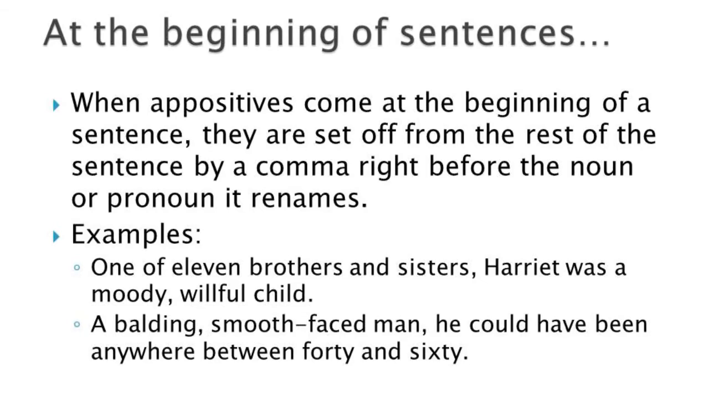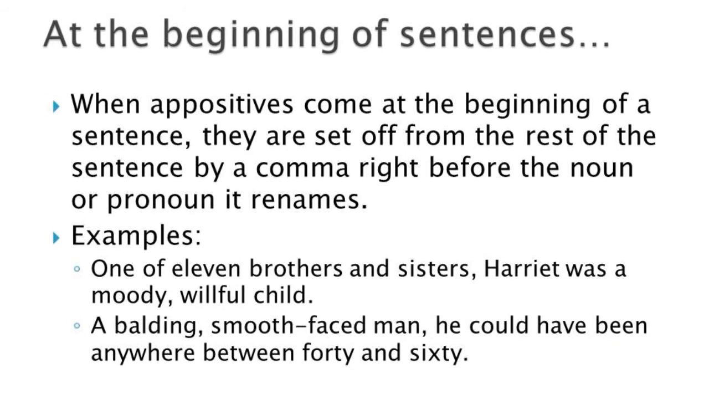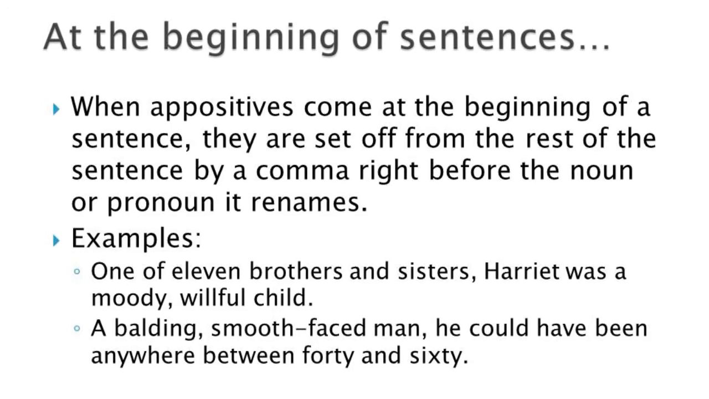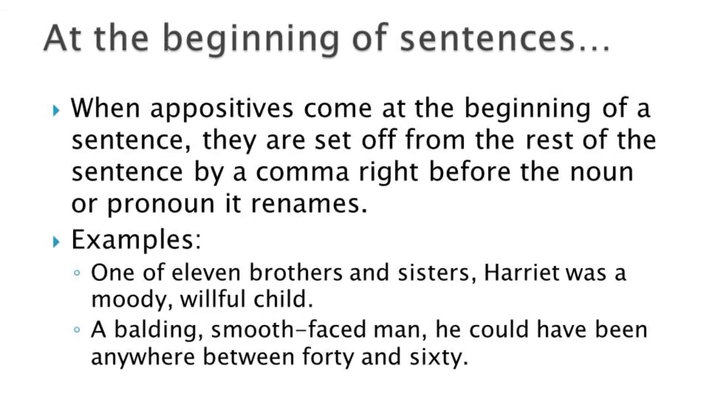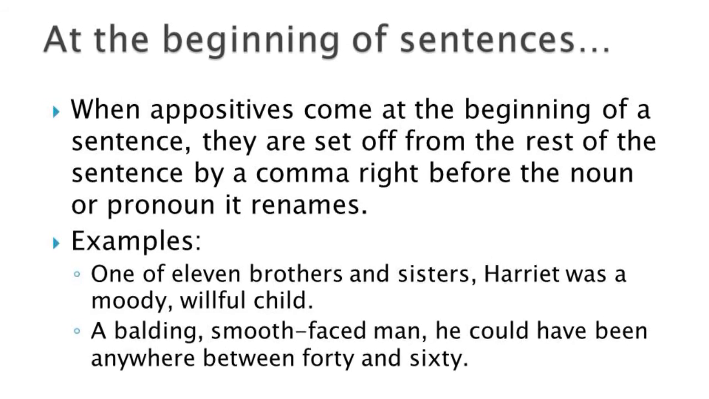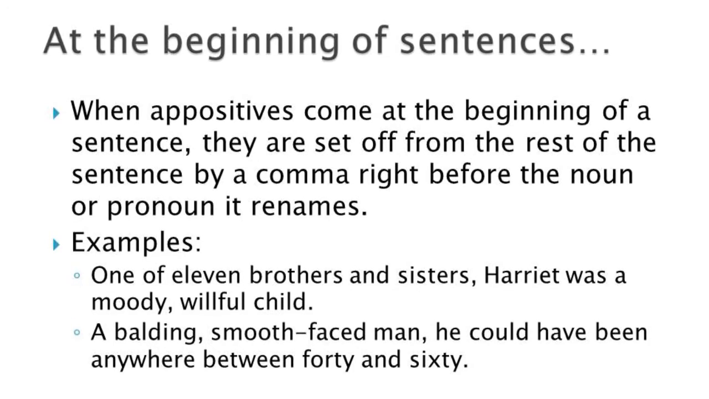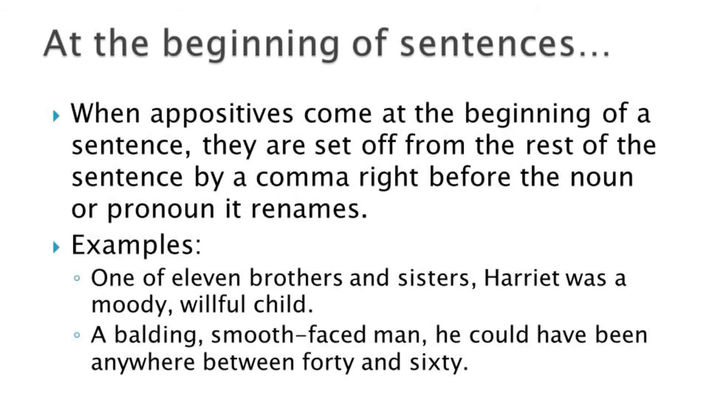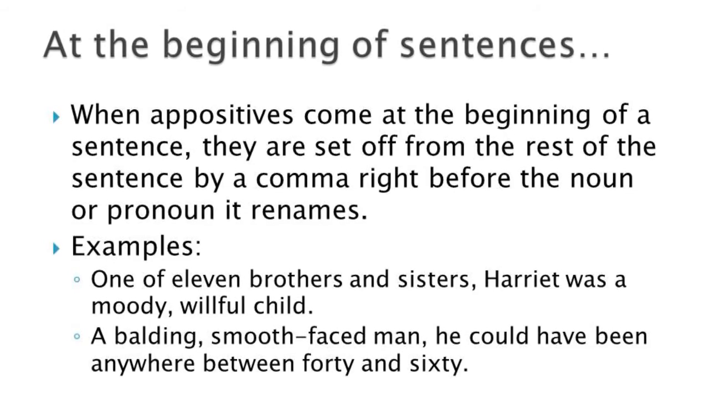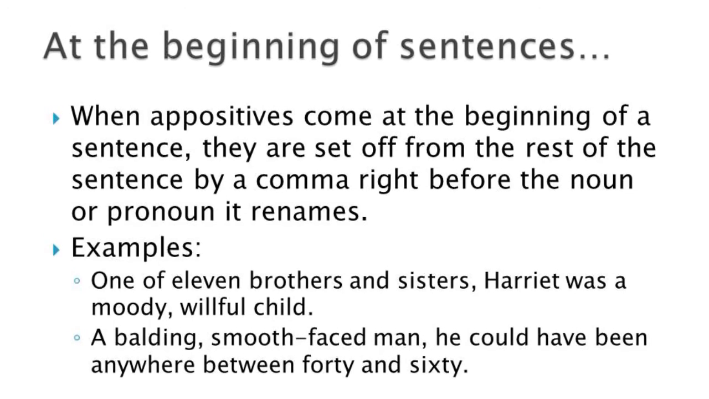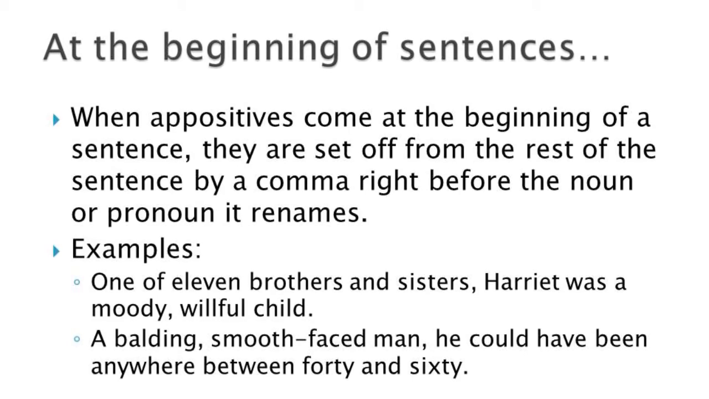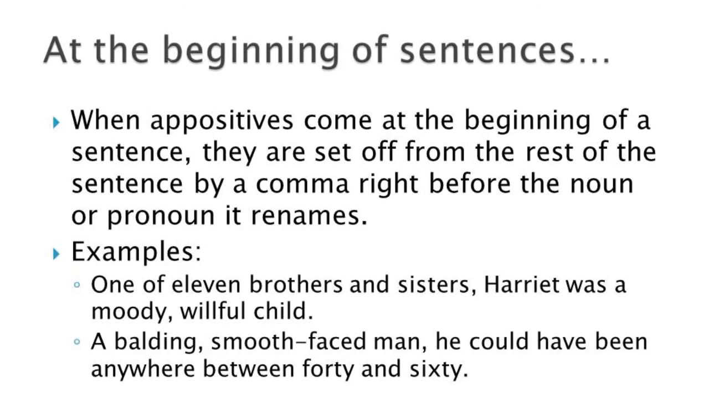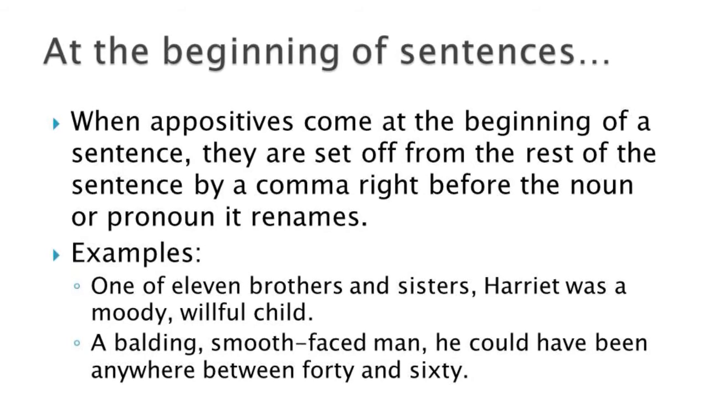When appositives come at the beginning of a sentence, they are set off from the rest of the sentence by a comma, right before the noun or pronoun that the appositive renames. This grammar rule is very similar to introductory dependent clauses. On your worksheet, you should underline the appositives in each of the two example sentences and circle the noun or pronoun that the appositive renames. You should pause the video here until you're ready to check your work.